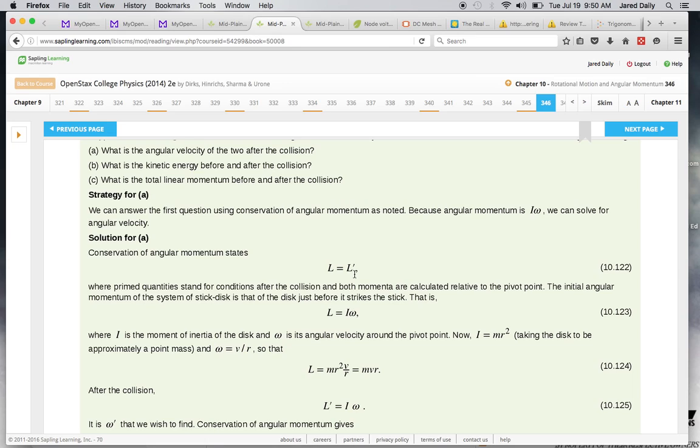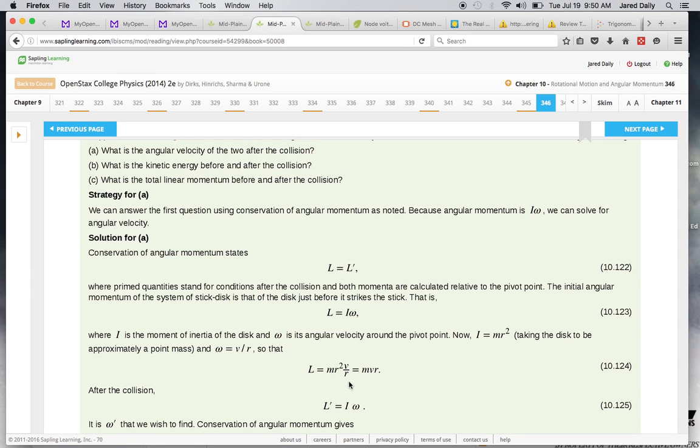So that angular momentum is going to be just the I of the stick, which would be just mr squared for the stick, times the omega of the stick. The omega of the stick is actually going to be its velocity at that point, its linear velocity divided by r, and that's right here. And that ends up just being m times v times r when you simplify it. And that's the initial angular velocity.